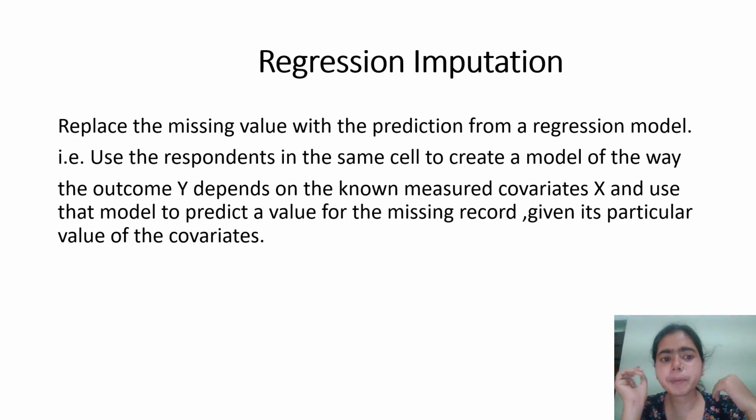Regression imputation replaces the missing value with the prediction from a regression model that uses the respondents in the same cell to create a model of the way the outcome y depends on the known measured covariates x, and uses that model to predict a value for the missing record given its particular value of the covariates. So replacing the missing value with the prediction of a regression model comes under regression imputation.